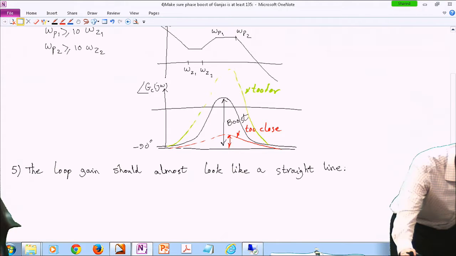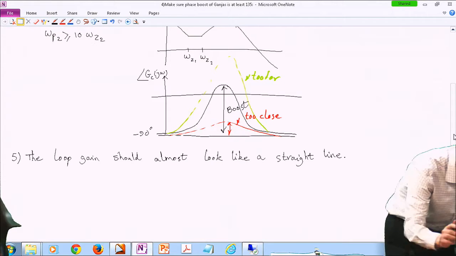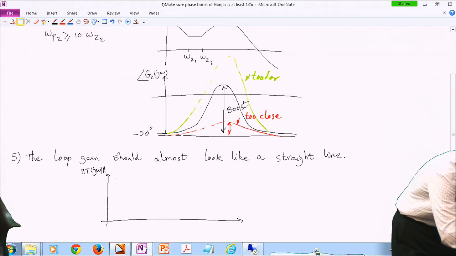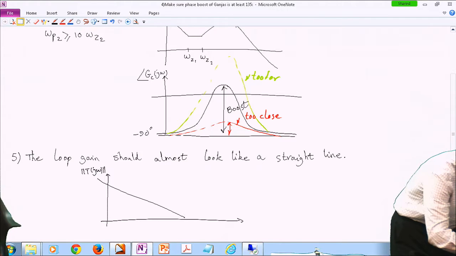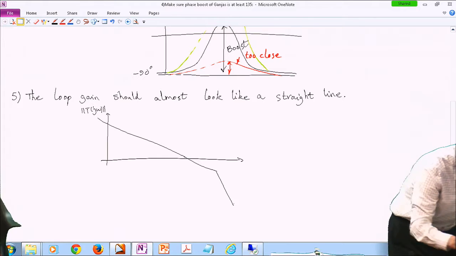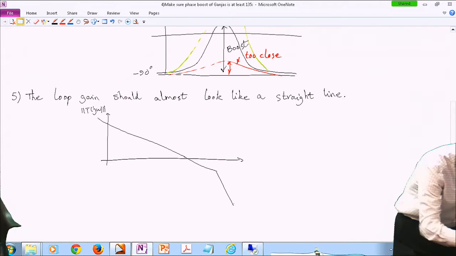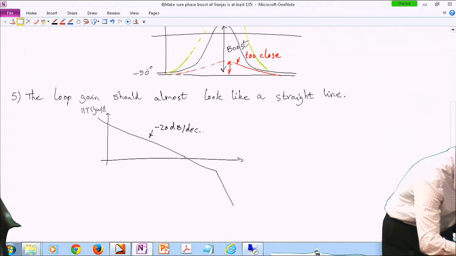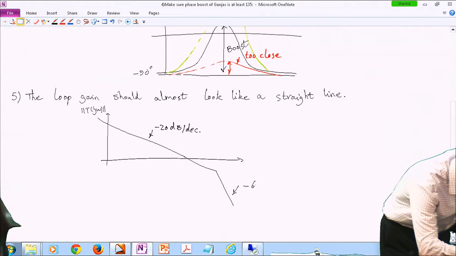Okay. So after you have constructed your compensation network, and then you look at the overall loop gain, it should look like something like this. Almost a straight line, and then at high frequency you have a lot of attenuation, so it gets negative very quickly. Usually this is about negative 20 dBs per decade, and this is about negative 60 dBs per decade.